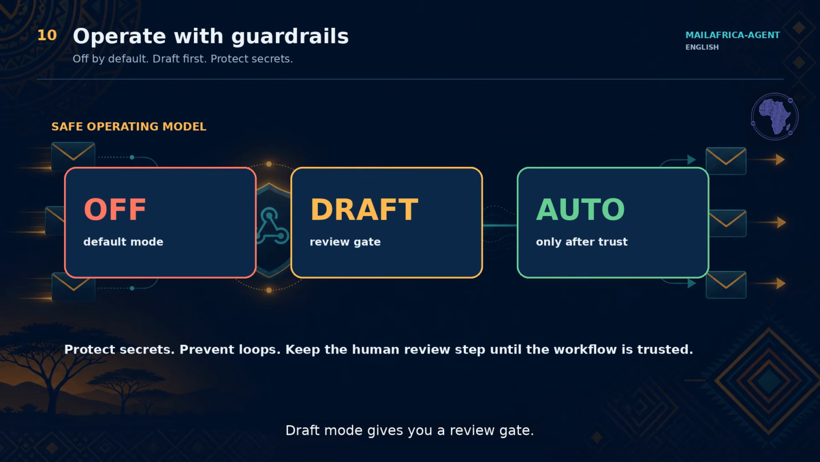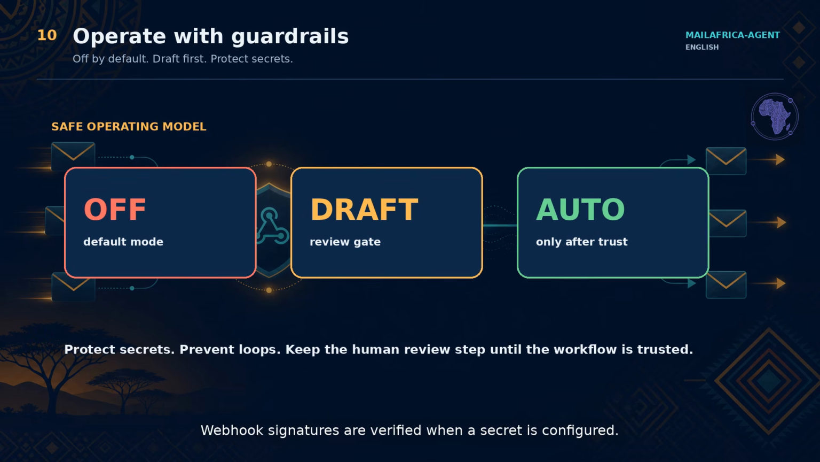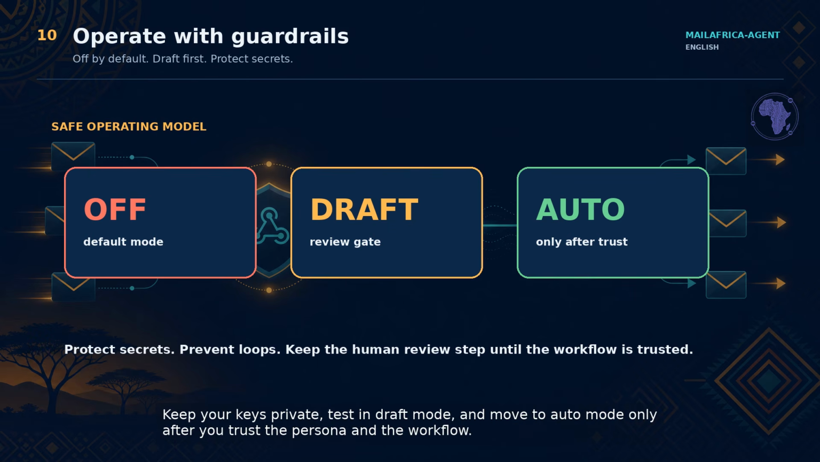MailAfrica Agent is designed to be cautious. Auto reply is off by default. Draft mode gives you a review gate. The pipeline skips bounces, autoresponders, and bulk mail to prevent loops. Webhook signatures are verified when a secret is configured. Thread memory is keyed by sender and normalized subject, and the last 40 turns are sent to the model so replies remain coherent.